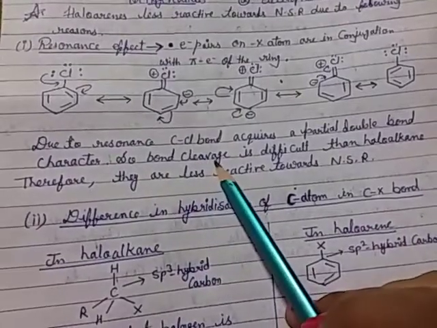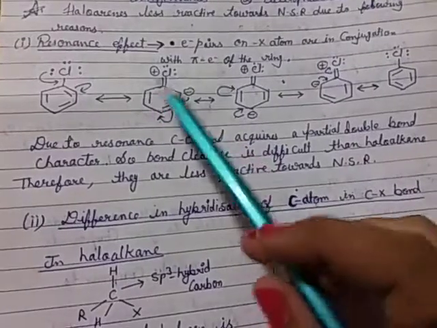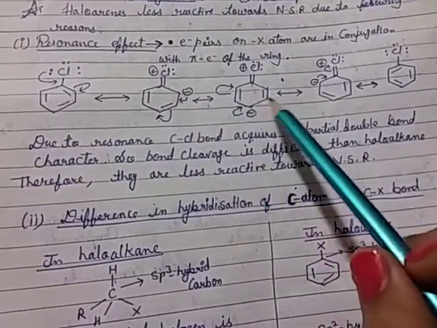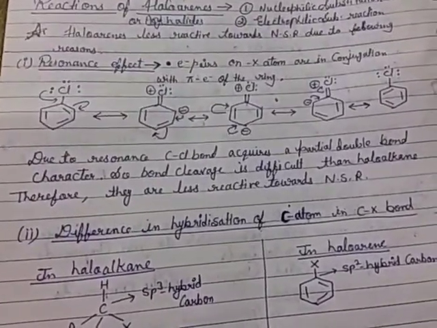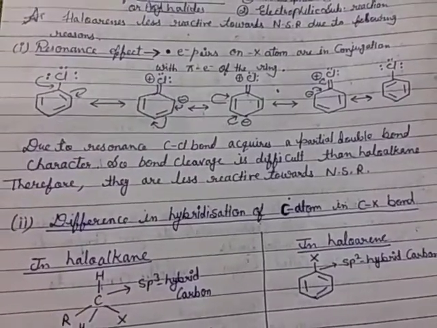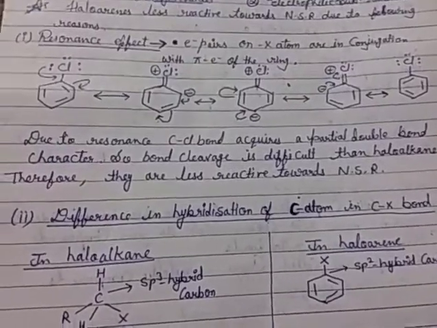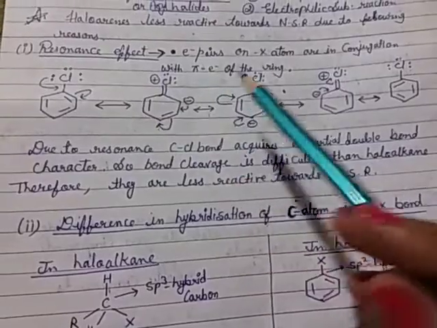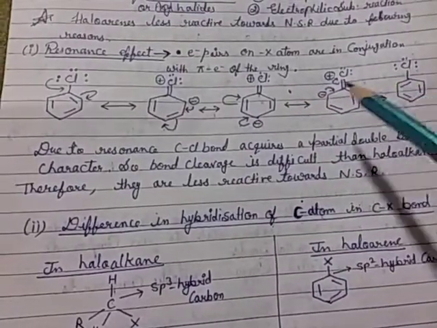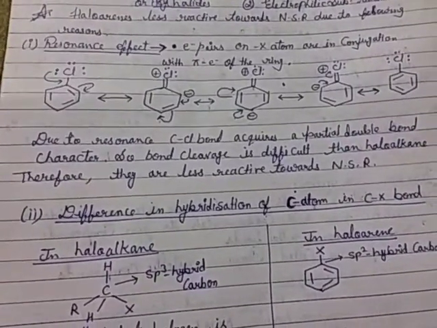Due to the resonance, the carbon-chlorine bond acquires a partial double bond character. So bond cleavage is difficult compared to haloalkane, and they are less reactive towards nucleophilic substitution reaction.